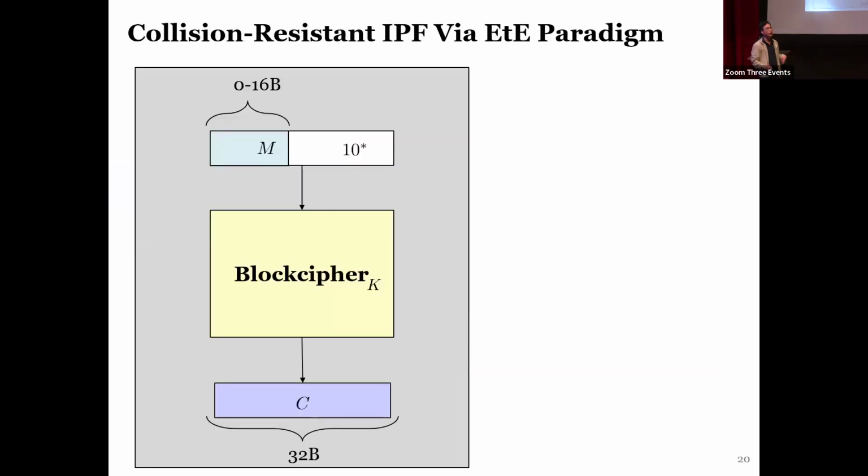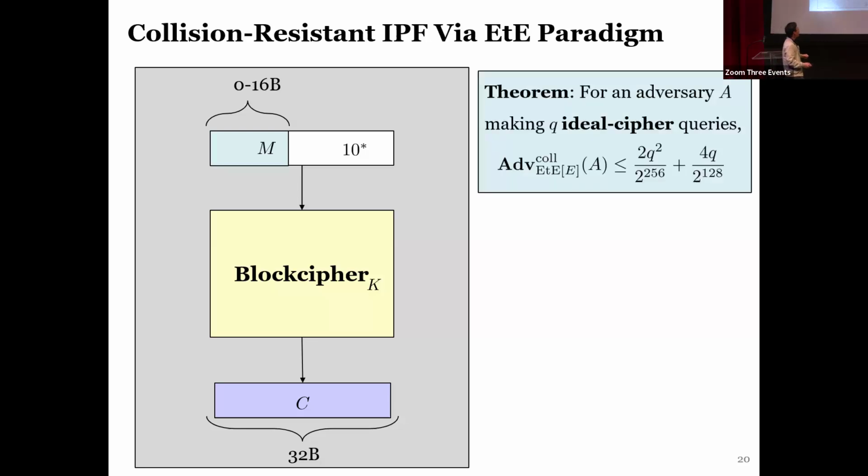So to use the encode and encipher paradigm, you would pad the message up to 32 bytes and then encipher that with a block cipher. If you model the block cipher as an ideal cipher, then that would have 128 bits of collision resistance. But the block cipher now has to have 32 byte block length. So you cannot use AES for that purpose. Instead, you have to settle with something like Rijndael 256.